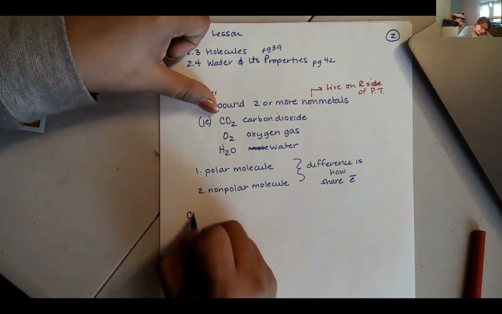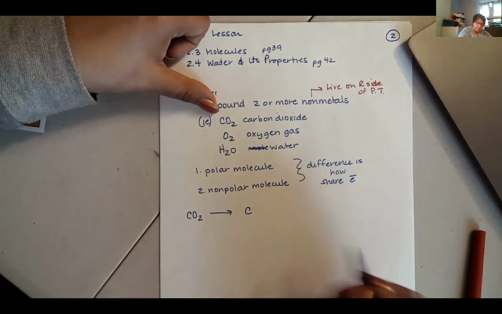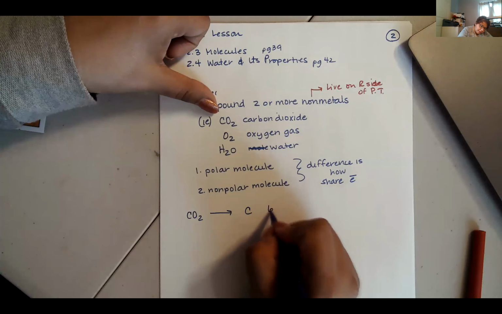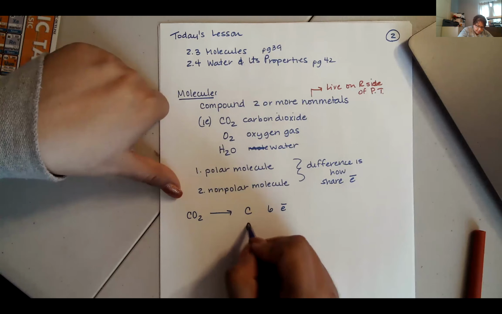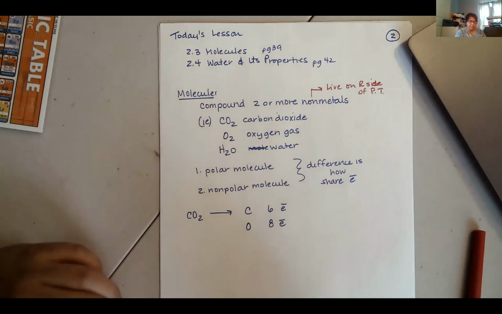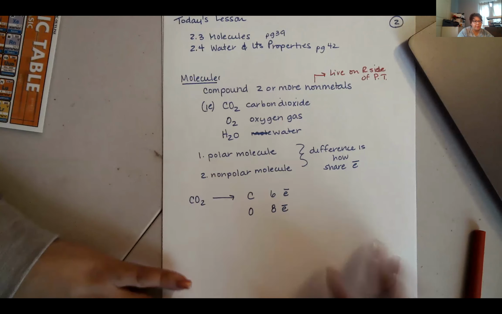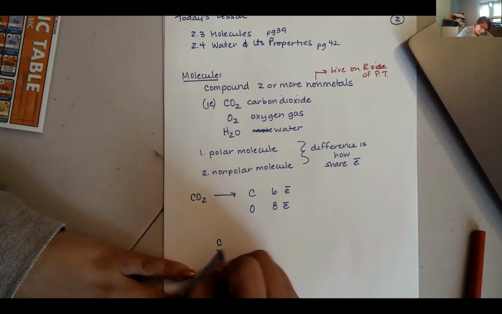When we look at carbon dioxide, if we take carbon by itself, on the periodic table, carbon has 6 electrons. Each oxygen by itself has 8 electrons. So this is how those electrons are arranged in the atom. Here's carbon by itself.